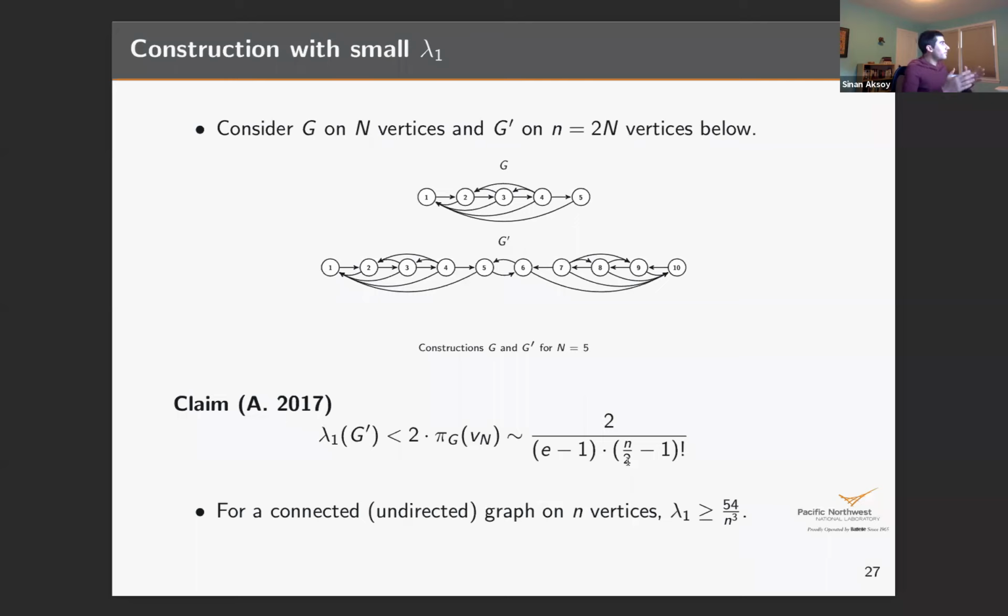And so I want to finish this first part off by again telling you that this is very different, of course, from what we see on undirected graphs. To remind you, in the first part of the talk, lambda 1 was at least 54 over n cubed. And as we mentioned, as a result, that has a big impact on how these random walks behave.